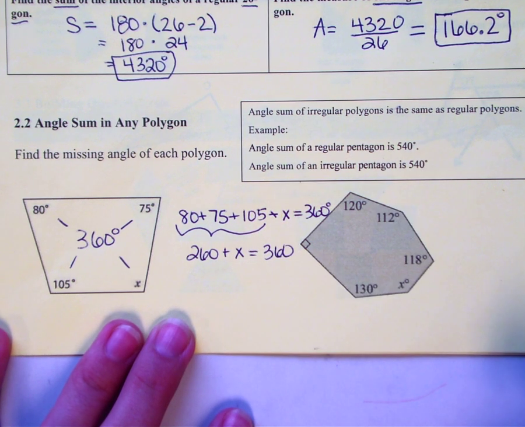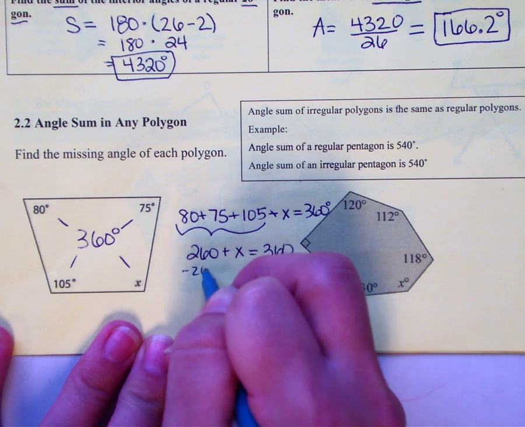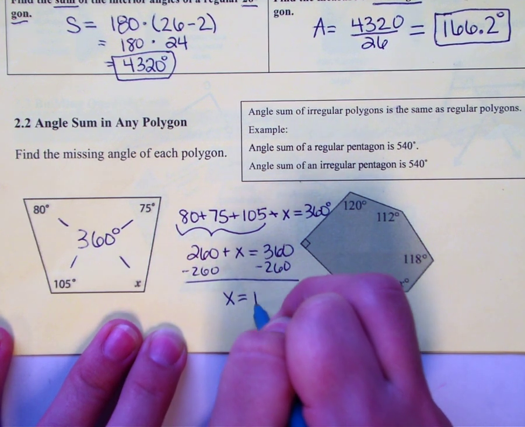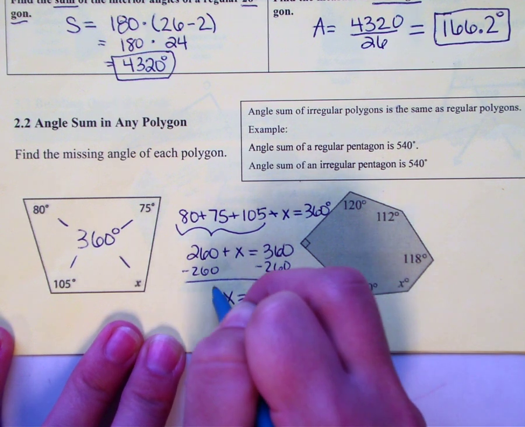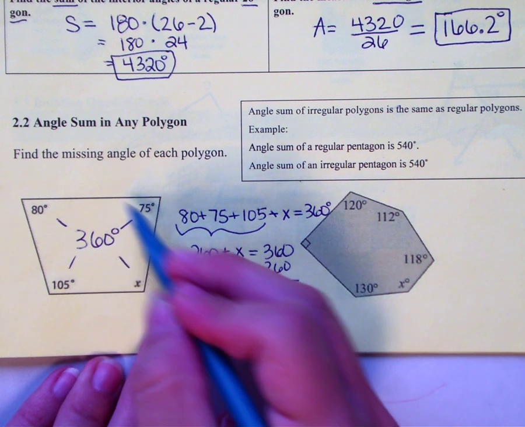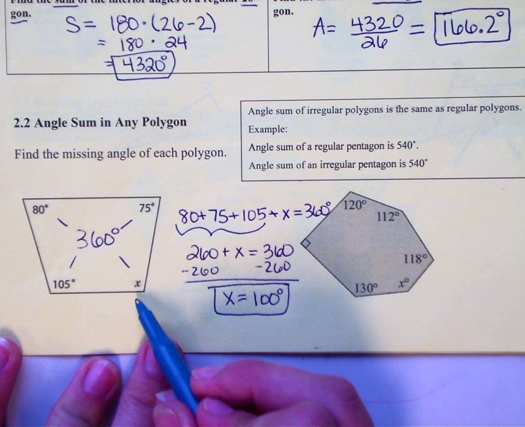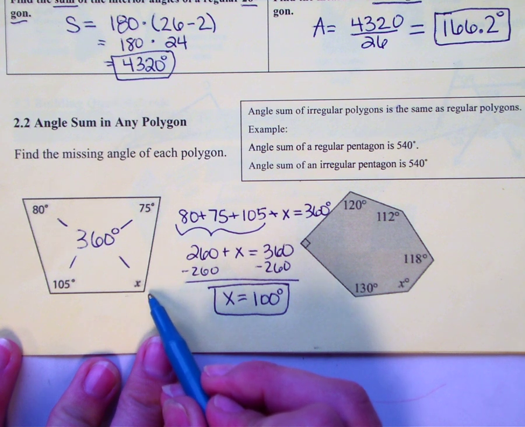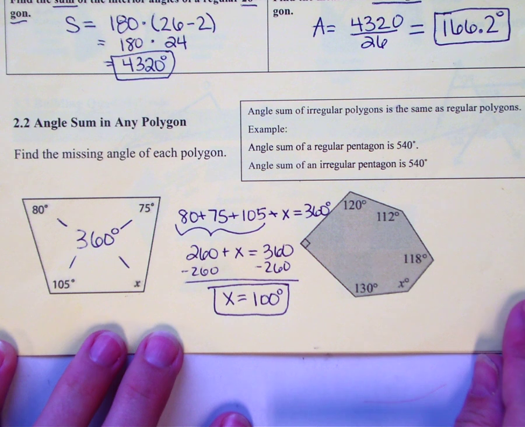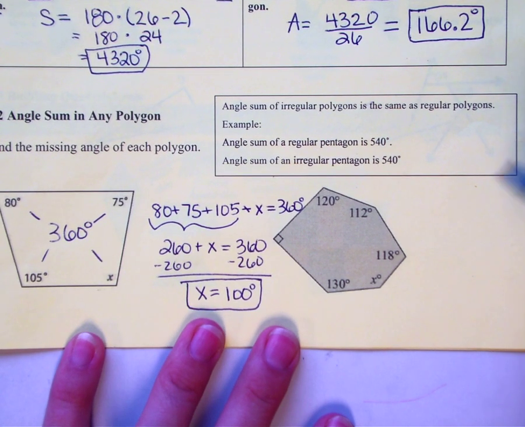So 260 plus our unknown one equals 360. To solve it, I would simply take away 260 from each side of my equation, and that will give me my x. So x would equal 100 degrees. If I take 100 plus the 260, that would make 360 total. Then also look at your angle to make sure it makes sense. It does look a little bit bigger than a right angle, so 100 degrees would be a logical answer there.